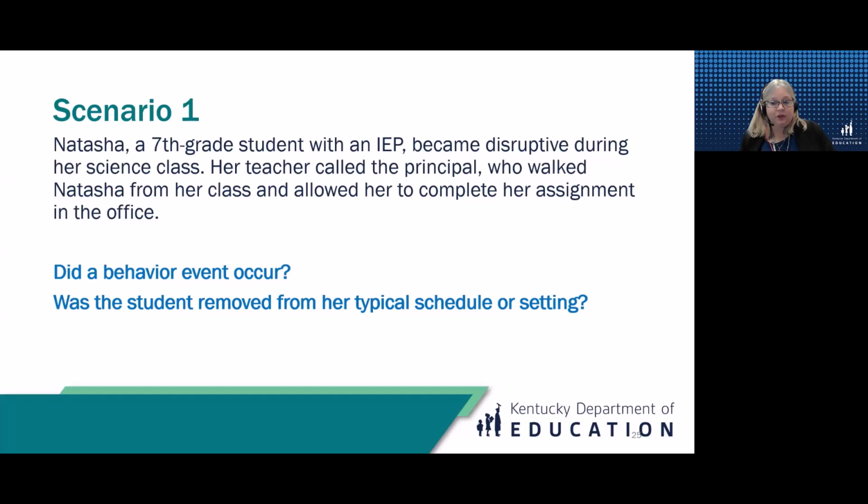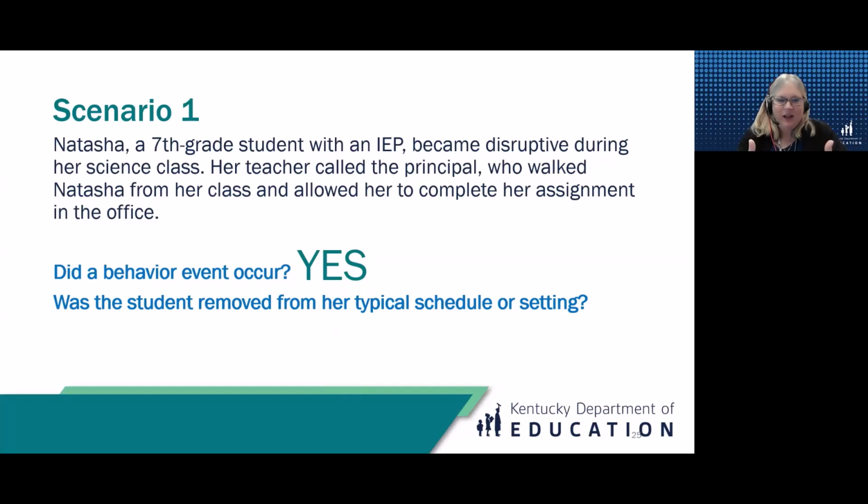Y'all can put it in the chat if you want. Or unmute. Alicia, did a behavior event occur? Okay, we got a yes. Yes, it did. I'm going to get popsicle sticks out and randomly choose people.